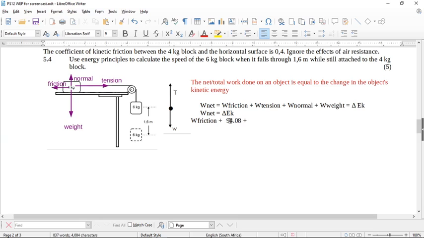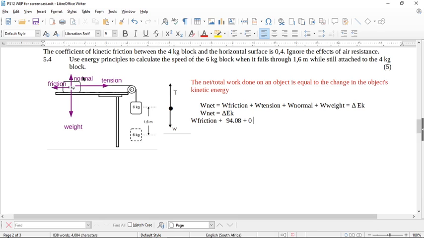And then we've got the work done by the normal. Now I ask you, which way is this thing moving? The block is going this way. But is the normal going that way? No, the normal is at 90 degrees. So any force that is at 90 degrees does not do work. So this value is 0.